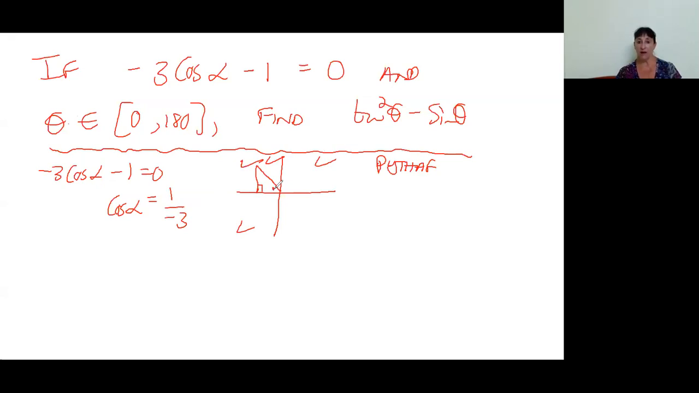Right, there's my reference angle. Cos is adjacent over hypotenuse. Hypotenuse we always take as positive, so the negative would be with the 1. It's on the negative x-axis. And then you're going to do Pythagoras, which you can do for me quickly.